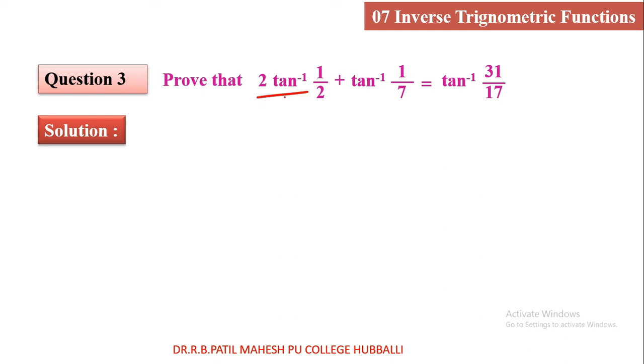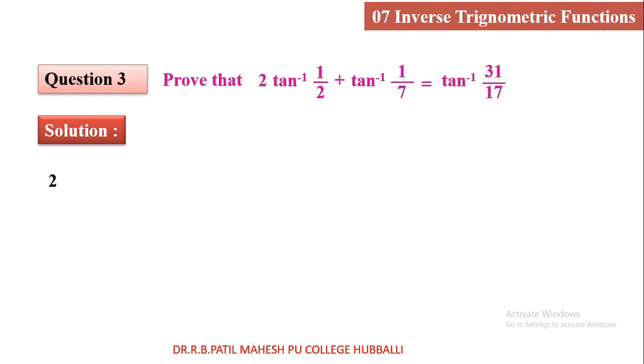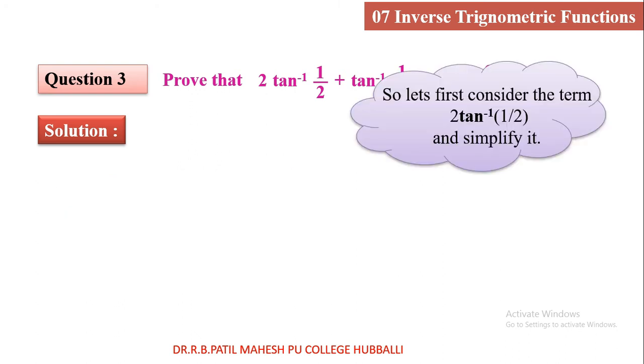2 times of tan inverse 1 by 2 is there, that we will simplify like this. Unlike the previous 2 problems, here we have the first term on LHS as 2 tan inverse 1 by 2, that I told you focus on this much. Solve that. So let's first consider the term 2 tan inverse 1 by 2 and simplify it.